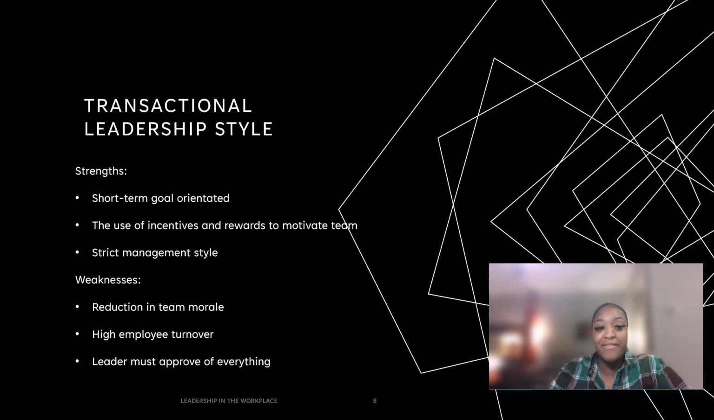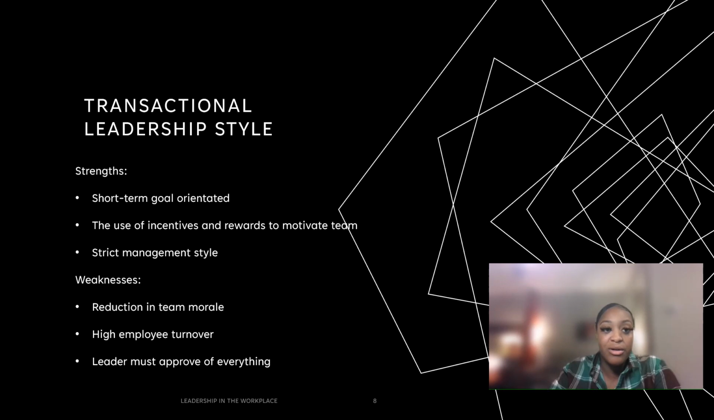A few disadvantages of the transactional leadership style are the reduction in team morale, high employee turnover, and the fact that the leader sometimes approves of everything. Reduction in team morale will cause a team to slowly start to feel disengaged and uninspired, which would also leave room for mistakes to be made.